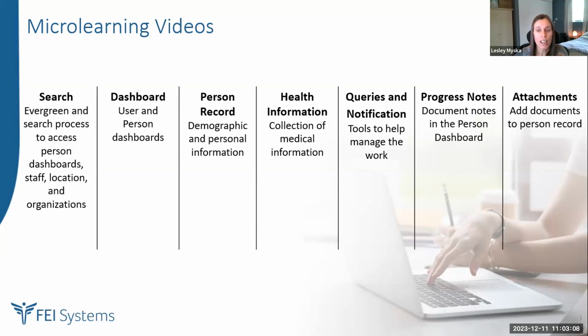There's also a microlearning video on the person record itself, which is where we capture all the demographic and personal information. There's one on health information, which is a comprehensive collection of all of the information like diagnoses, allergies, medications, etc. There's a microlearning video on queries and notifications, which are tools that will help you manage your outstanding work or actions that you need to take in the system. There's one for progress notes, which is where you'll document your notes with regard to the persons that you're serving. And then there's one on attachments, which will teach you how to upload supplemental documents to the Evergreen person record.